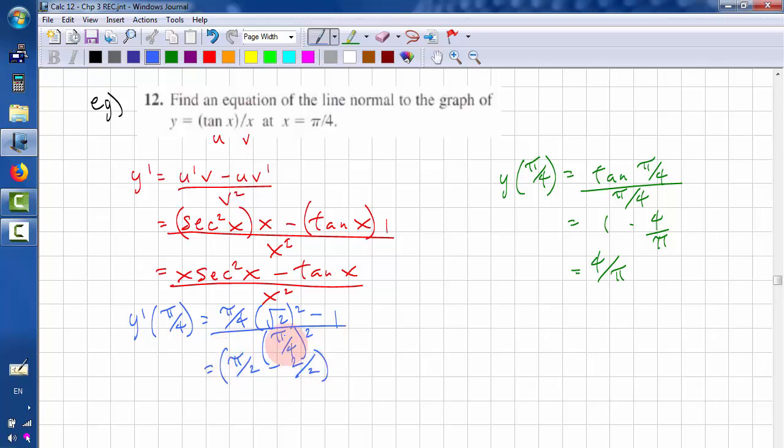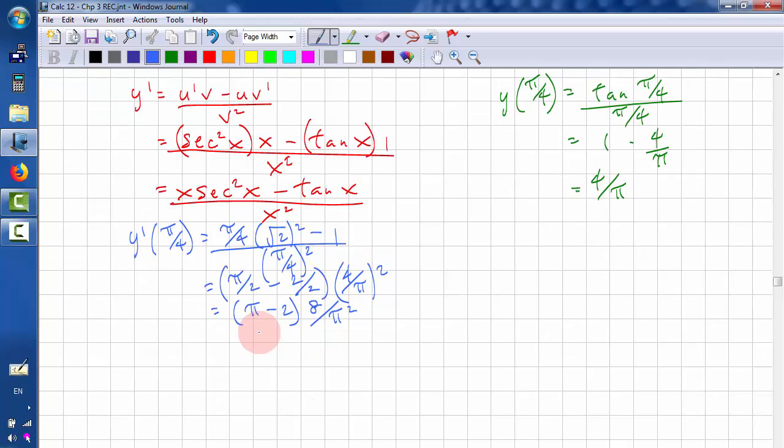Since this is a fraction, we're going to reciprocate and then multiply. So this is 4 over pi squared. So this is pi minus 2. This squared is 16, and when divided by 2, that's 8 over pi squared. Okay, we want to avoid having fractions in fractions, and that's as simplified as it's going to get.